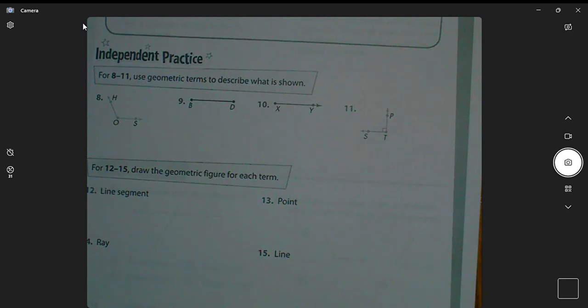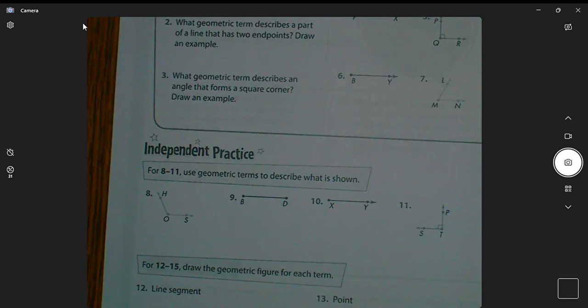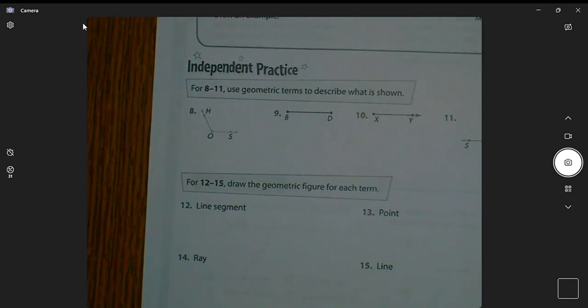Welcome back. Today we're going to be learning about some basic geometric terms that we will use to draw and compare angles as well as to draw and add and subtract angle measurements. But before I can do anything, I have to learn the names. So let's look at some of these words.